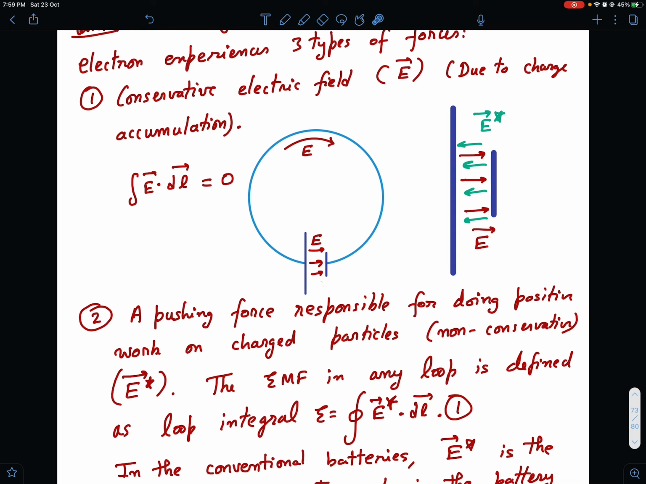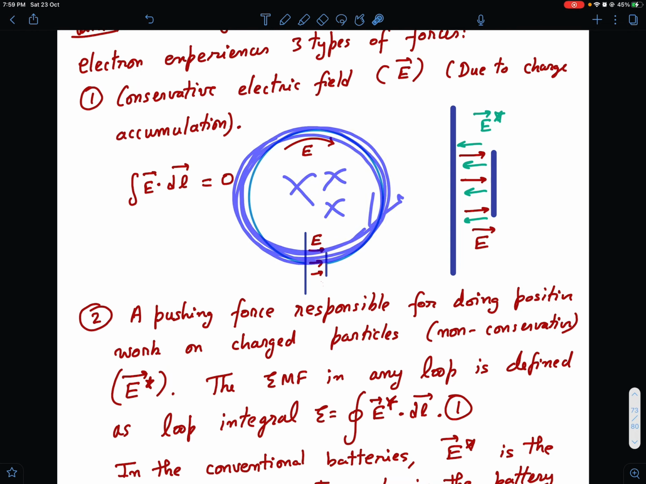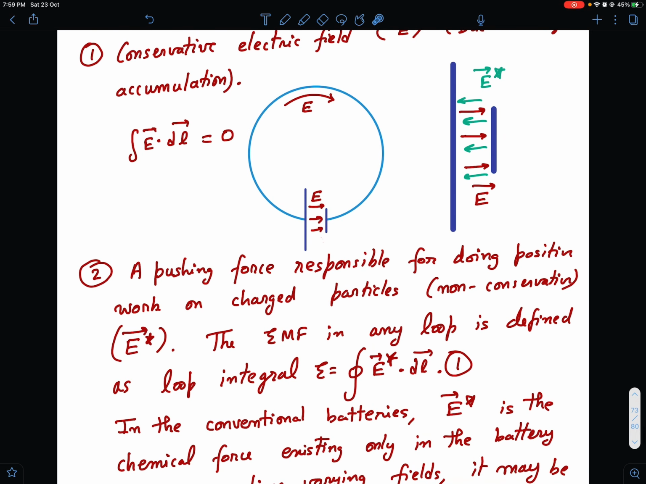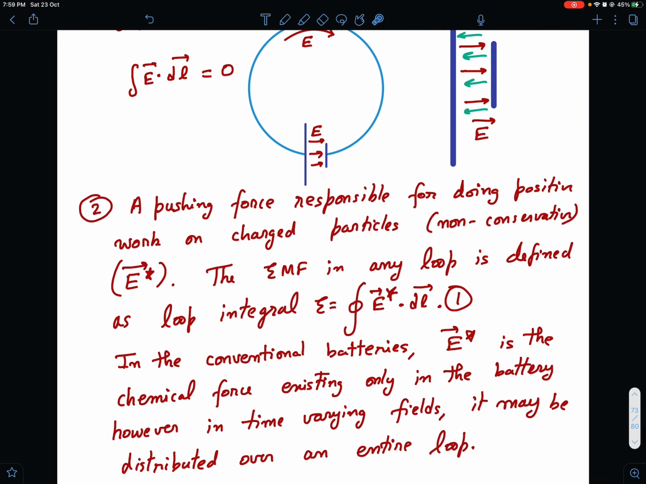Something like that is what the battery is doing, but this force has to be non-conservative because it's doing work, and if you take the closed loop, the work done is non-zero. It need not be only chemical force; it could also be the induced electric field. In the case of time varying magnetic fields, there's an induced electric field which forms closed loops, so this induced electric field can also do that work. So we need a pushing force responsible for doing positive work on the charge and pushing it forward.